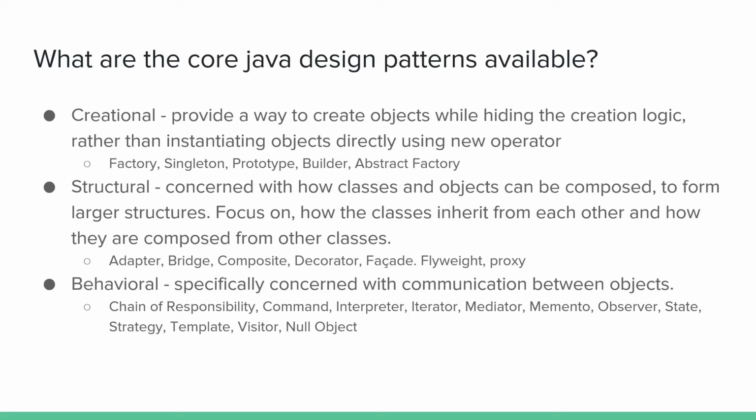Behavioral is specifically concerned with communication between the objects. This is an interesting point. It is related to communication between the objects. Chain of responsibility, command, interpreter, iterator, mediator, memento, observer, state, strategy, template, visitor, null object are all examples of this. So this is a very important question. What is a design pattern? What are the core Java design patterns available? This may come to any of you when you are going for an experienced professional position with respect to Java.